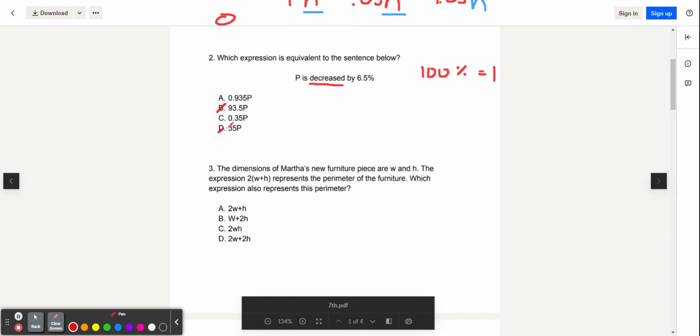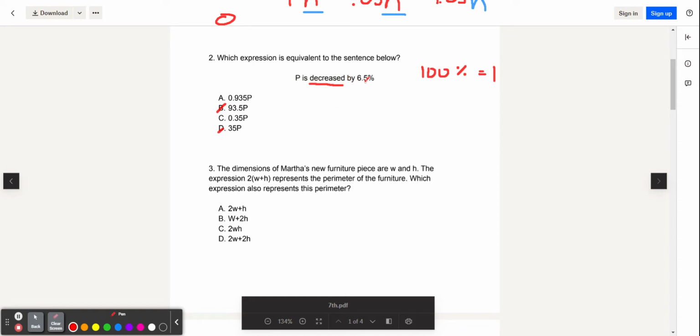So right away we can eliminate these two because their coefficients are both greater than 1 instead of less than 1. You can probably determine that these choices are meant to trick you because you think that with 100%, you just drop the percent and it stays like a very big number, but it's not true. A decimal is a percentage, not these whole numbers, these big ones.